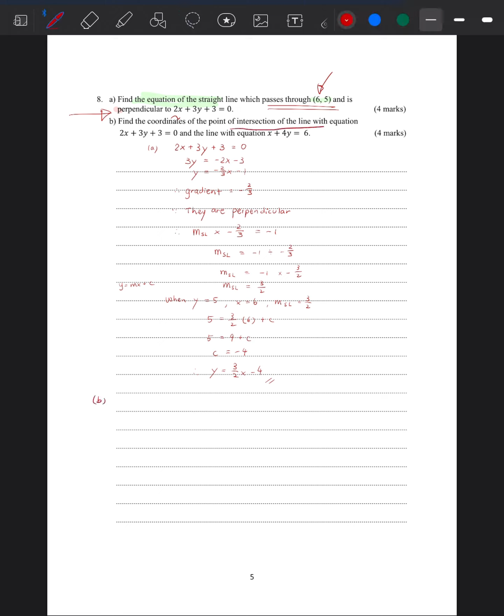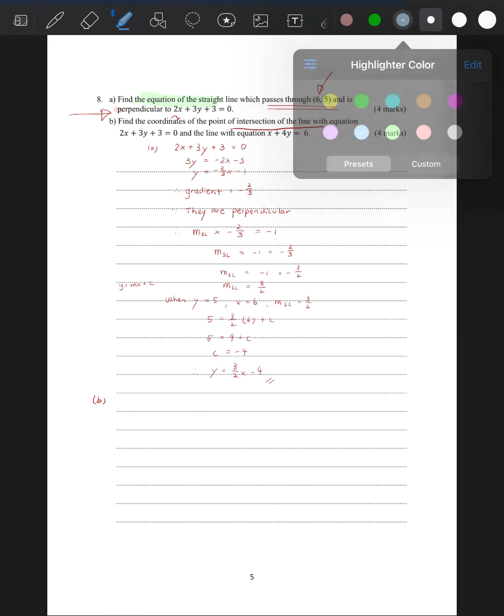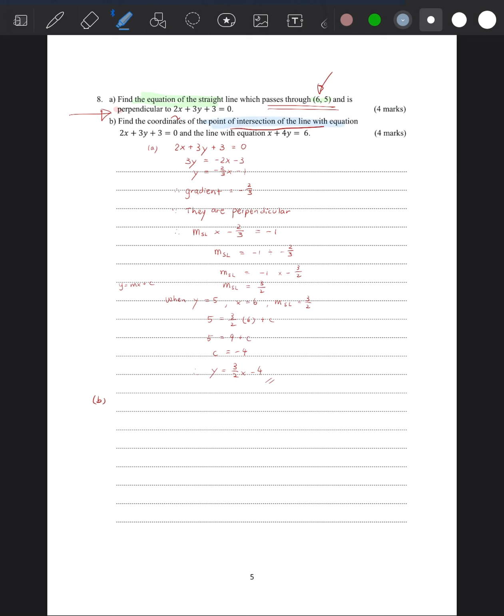So part B, find the intersection of the point. So here, the point of intersection. So when you look at intersections, it means that they want you to use simultaneous equation. This concept you actually have learned it in Form 2 already. So here you got two equations. So in this case here, solve them simultaneously.